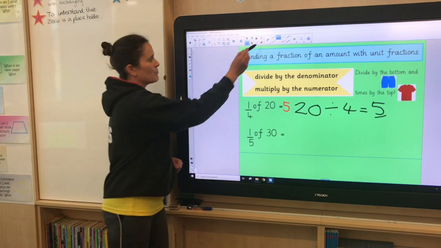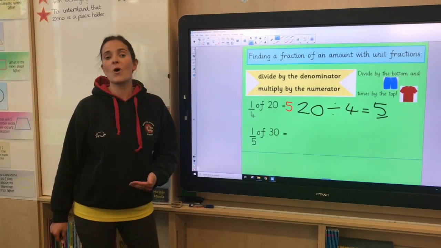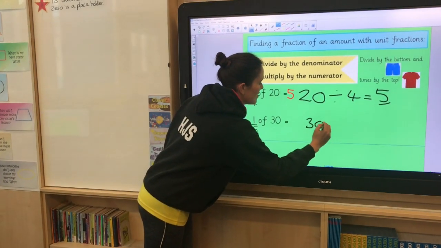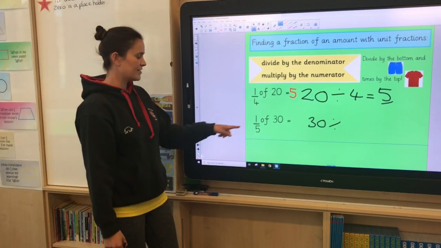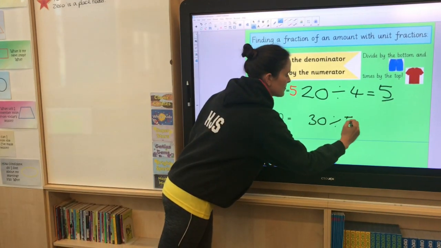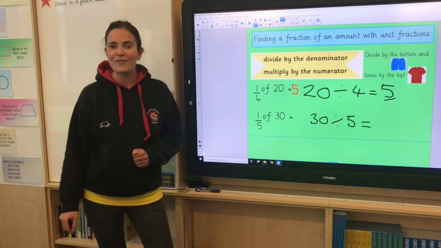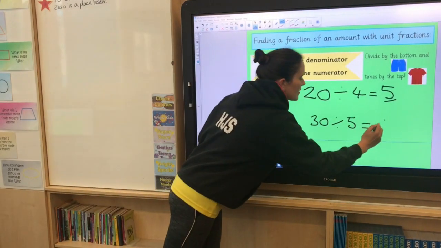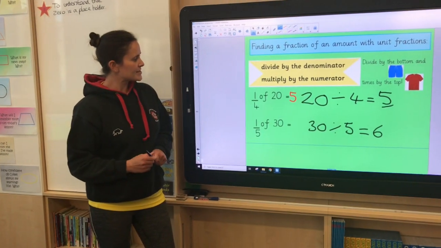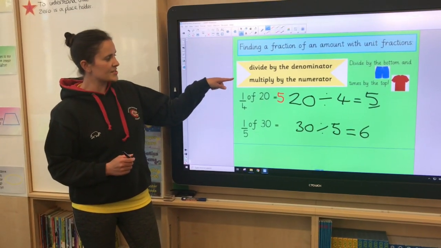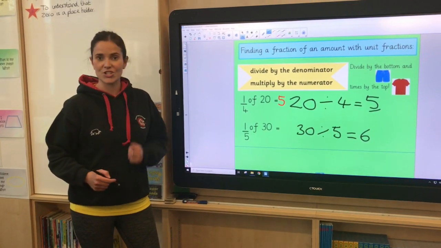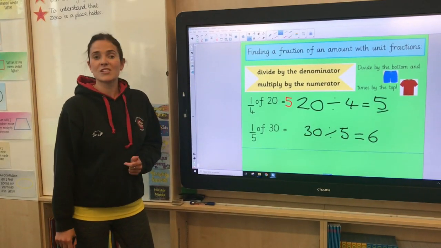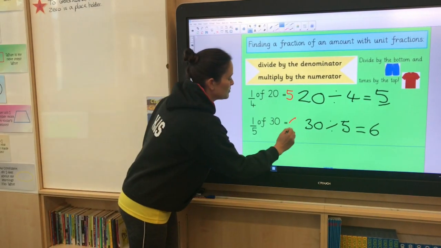Moving on to this next example. I want to find 1/5 of 30. My first step is to divide my amount by the denominator, which is 5. And again, hopefully we know our 5 times table, and we know that 30 divided by 5 is 6. And then my next step would be to multiply the answer, which is 6, by my numerator, which is 1. 6 times 1 is 6. So the answer to what is 1/5 of 30 would be 6.